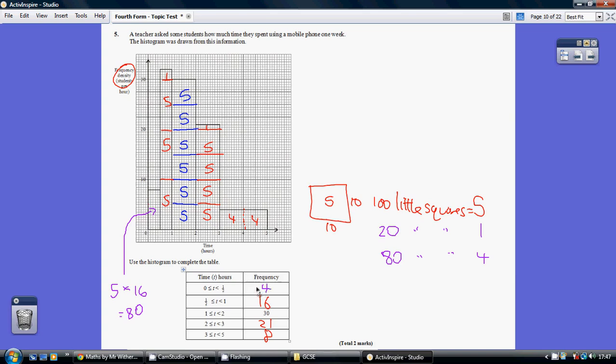If you were copying me in the classroom, I think I'd made a mistake at that point. I think I had less than 4, like 3 and 3 quarters or something. So make sure you got an answer of 4 there.